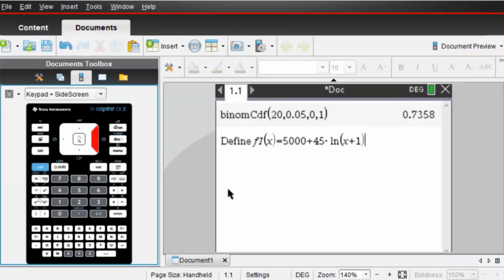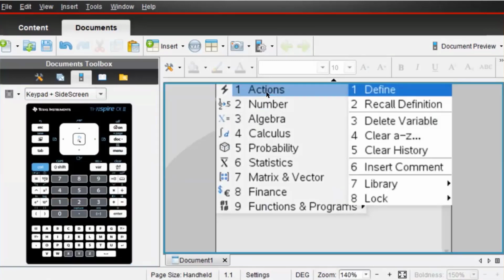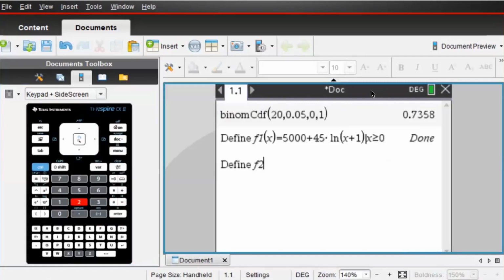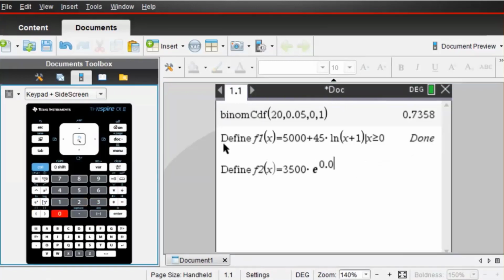Now I might want to graph these later. So I'm going to use the given command, given that x is greater than or equal to 0. Because if we do a graph, we don't want to see it for negative values of t, or in this case, x. Let's do the same thing for city B. Let's do menu, actions, define. And I'll call this one f2 of x. And this one is 3,500 times e to the 0.03 times x.